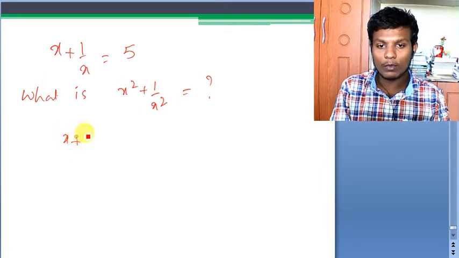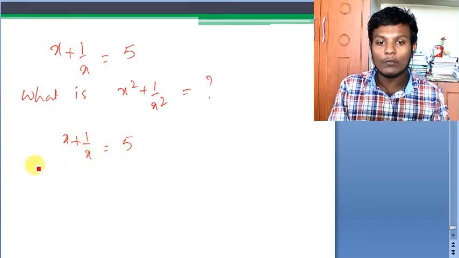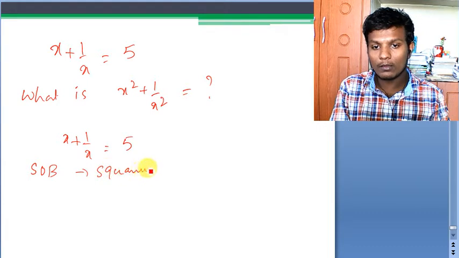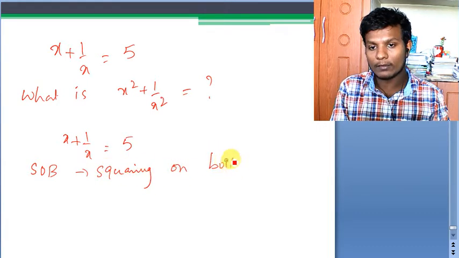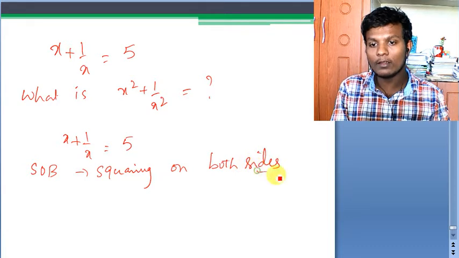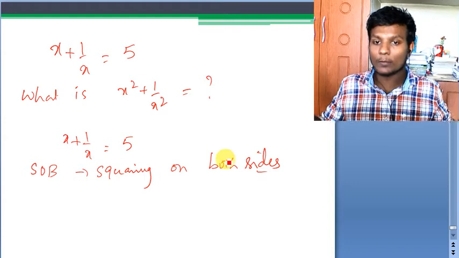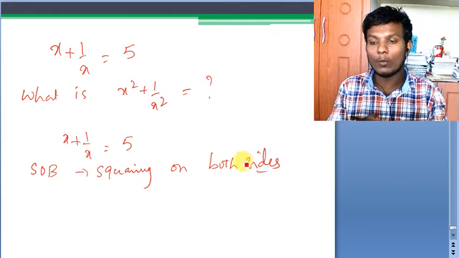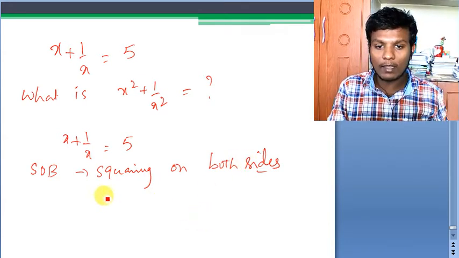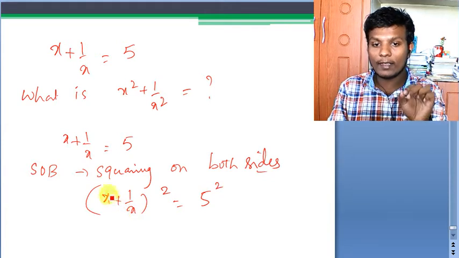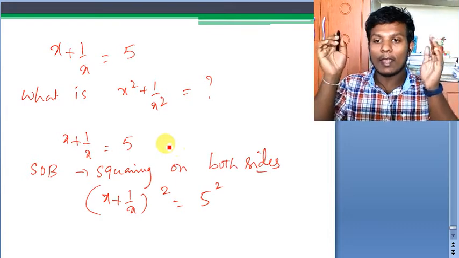So x plus 1 by x is equal to 5. We use the concept of SOB. It is nothing but squaring on both sides. Even if I multiply, add, divide, whatever I do on both sides, my equality sign won't get disturbed. So that is the reason I can write it as x plus 1 by x whole square is equal to 5 square. But don't do a blunder here, like taking individual squares. You have to take it as a whole square.